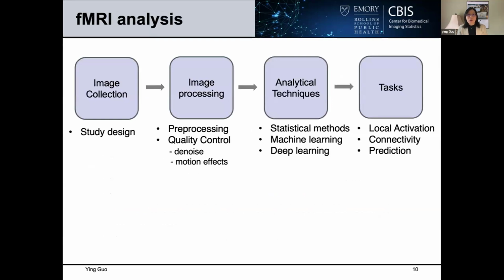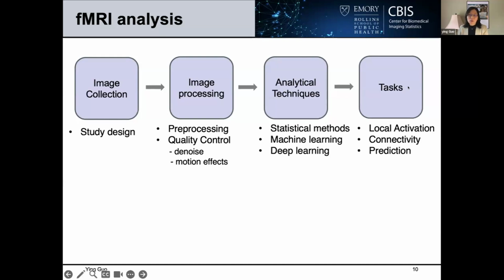Here's a typical pipeline for fMRI analysis. We start with imaging collection, where different study designs lead to different acquisitions. After that, we do image processing. Before the analysis, we need to do pre-processing and some quality control of the images, which is a very crucial step and has a very strong effect on the downstream analysis. Once the images are properly processed, they are analyzed through analytical techniques, including statistical methods as well as AI methodologies, in order to achieve specific tasks.